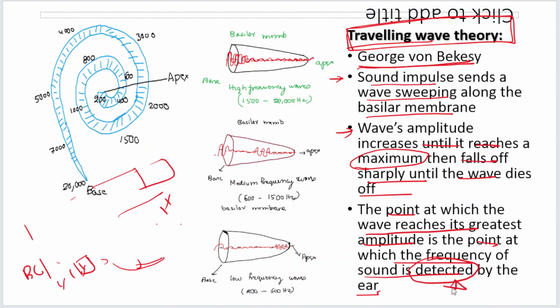Detected by the ear. This is the key word here. That is how the sound is detected. Suppose the entire basilar membrane is moving at the same time, then the entire basilar membrane will get stimulated. And how do you understand which part of the basilar membrane is getting stimulated? That depends on whether it's a high frequency, a medium frequency, or a low frequency. High frequency sounds are detected by the base of the cochlea, low frequency sounds at the apex of the cochlea.